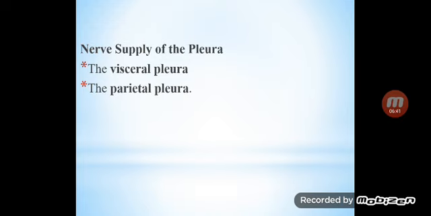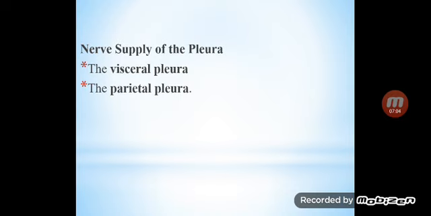What about the innervation? The innervation of the visceral pleura is different from that of the parietal pleura. The visceral pleura is supplied by autonomic nerve fibers, sympathetic and parasympathetic, from the pulmonary plexus.